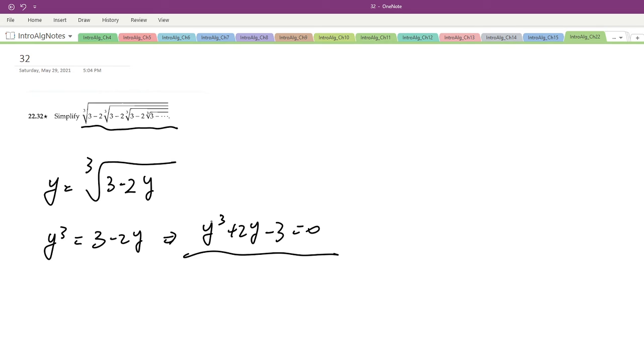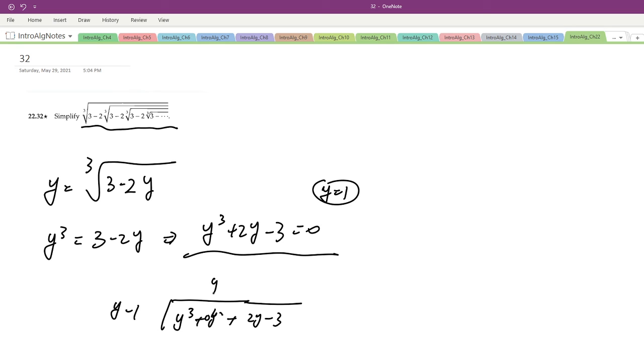So you can try, right? Because it's a cubic equation, it's not easy to answer, but we can try some rational roots. y equals 1 is definitely an answer, right? So that's why we can use long division to do it. So we can use y cubed plus 0y squared, right, plus 2y minus 3, divided by y minus 1.